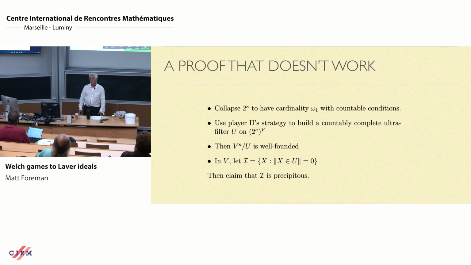Okay, now none of us can resist taking the ultrapower by a countably complete filter. So you take the ultrapower by the countably complete filter, and you get an elementary embedding from V into M. Now, what have you done? You've forced with closed forcing that doesn't add new sequences, and you get a well-founded ultrapower. We're done. Precipitous ideal.